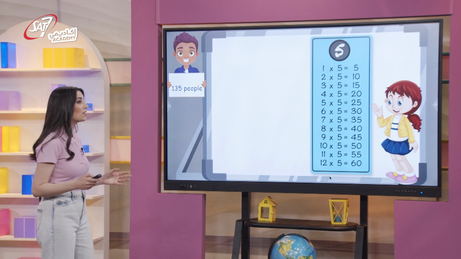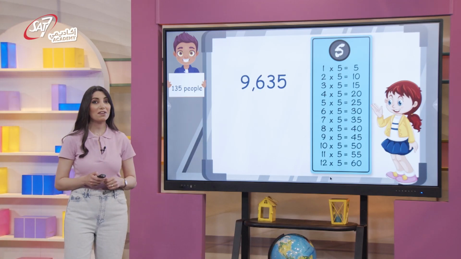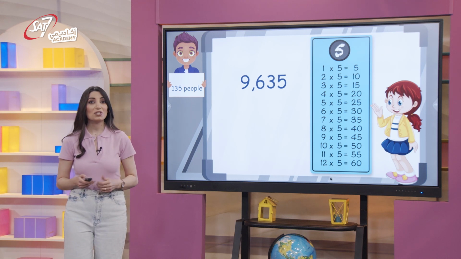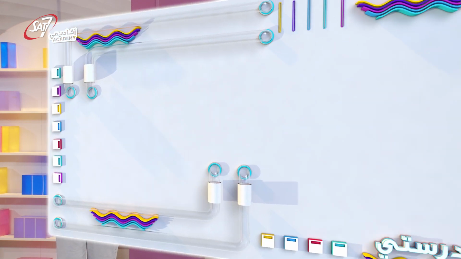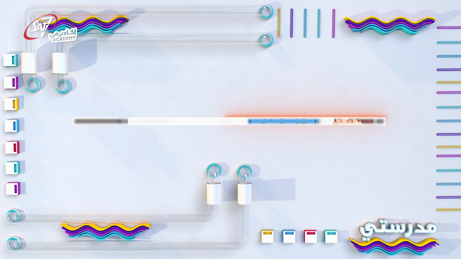No matter how big the number is, the only digit we look at is the last one. Is 9,635 divisible by 5? Yes, because it ends with 5. It follows the same pattern. What about 84,780? This number is divisible by 5 and by another number too. It ends with a 0.